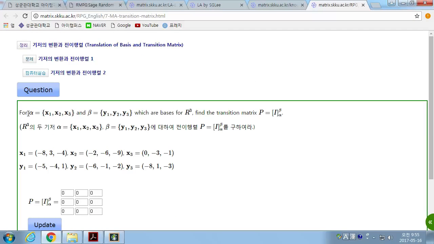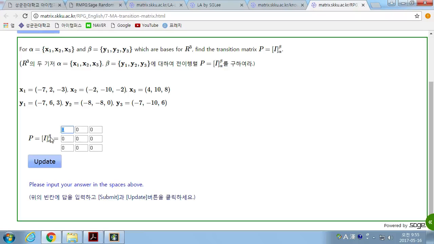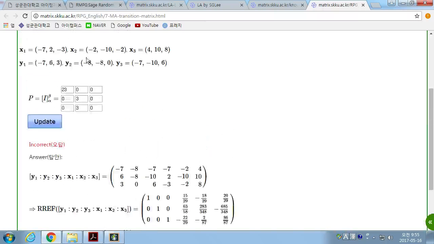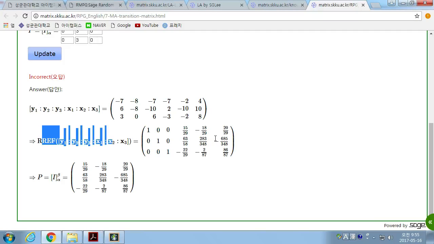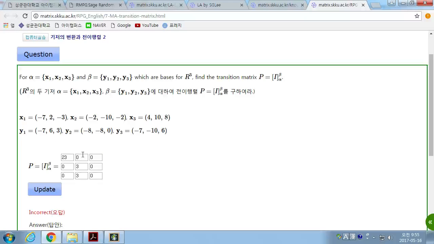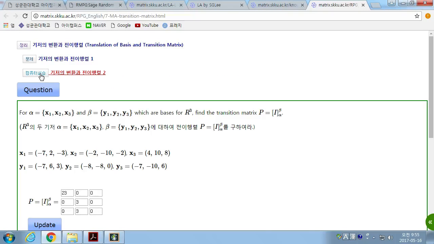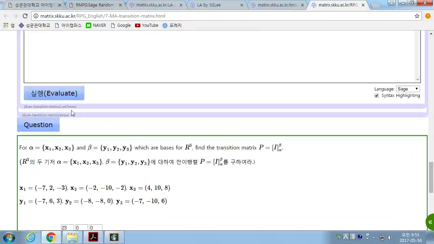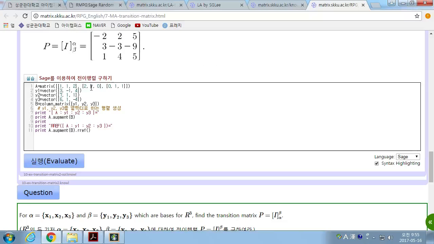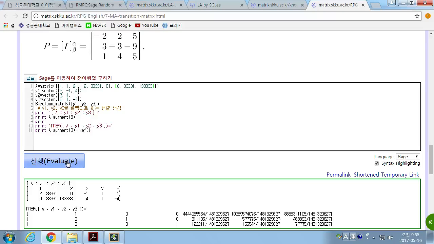And say this is a question that I showed you. Find the transition matrix. If you click it, it will generate new, different problems. If you add the answers, then it gives you, this is not the correct answer. The correct answer is to form this matrix and find the RREF of it, and this is the transition matrix. Okay? This is a concept, and this is the problem, and this is a code. So if you change it, yeah, you can use this code to find your answers. Okay?